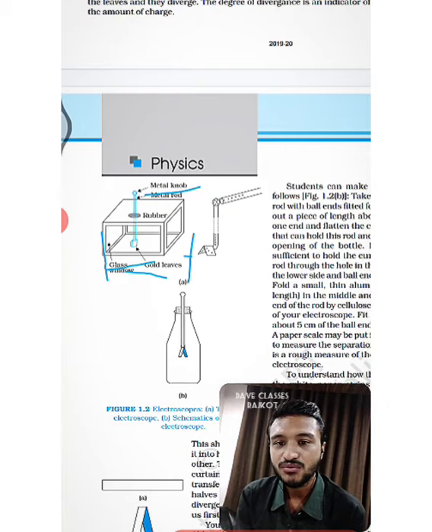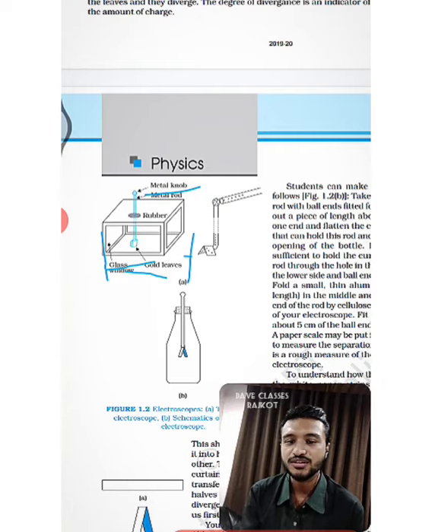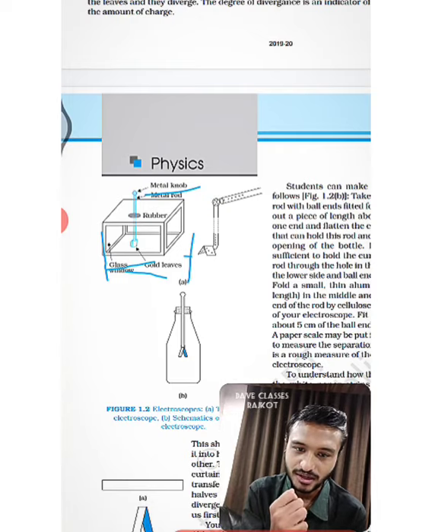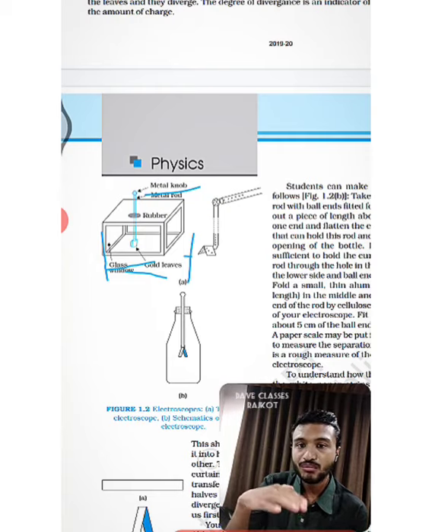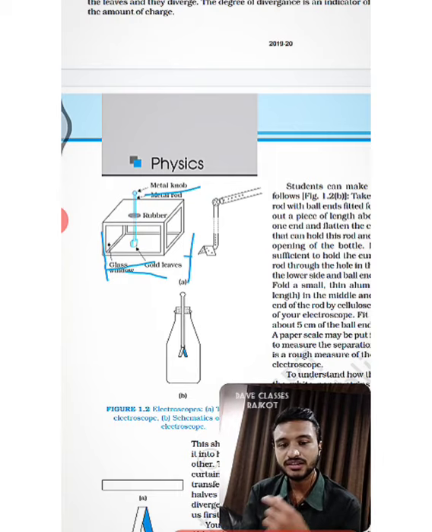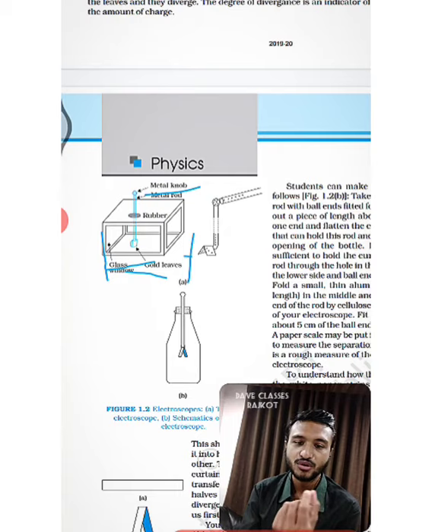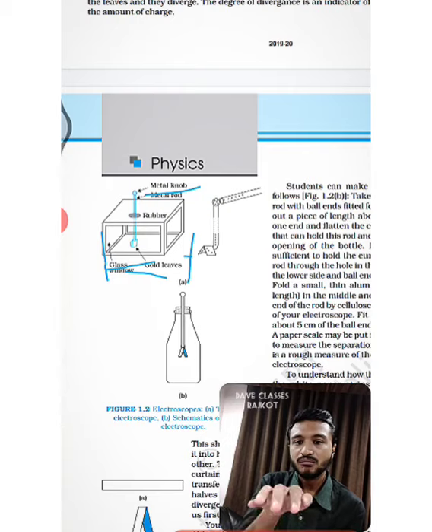In it, a metal knob is attached to a metal rod. There are two kinds of parts there: one is the metal knob, which is attached to the metal rod. The whole thing is insulated with the help of rubber around it, and you can see the rubber over there. Gold leaves have been attached at the end of the metal rod.